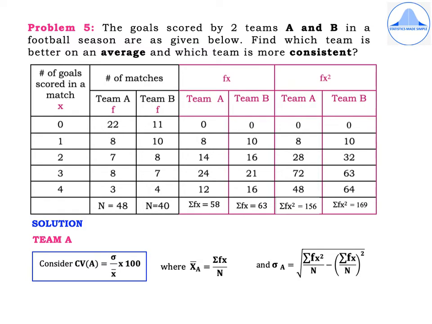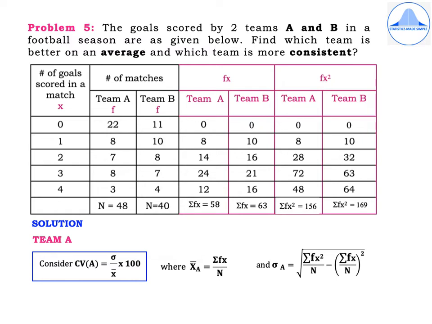Write the side heading as team A and write the CV of A formula, which is sigma by x bar into 100. Now the formula for x bar and sigma will change because the given problem is based on discrete data. So you have x bar A equal to summation fx by capital N, and sigma A is equal to root of summation fx squared by capital N minus summation fx by N the whole square. So let us do all the calculations which are required for both team A and team B, that is for calculating the means and the standard deviations.